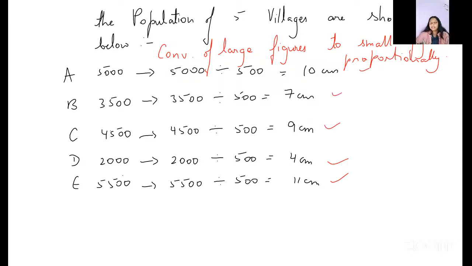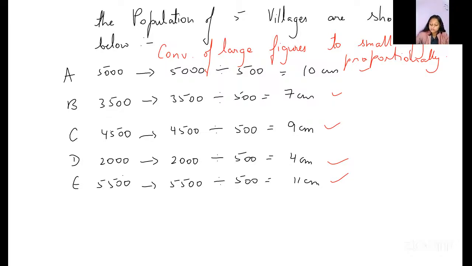So we can take the range as multiples of 2: 0, 2, 4, 6, 8, 10, and 12. And then make a graph. All right. So this is known as conversion of large figures to small figures proportionally.